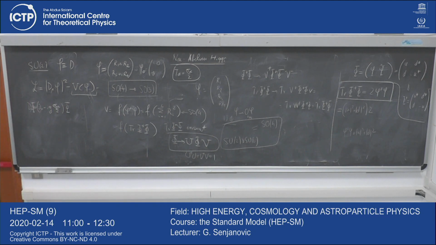There are a few of these interesting accidents. For example, tell me, SU4, how many generators does SU4 have? 15. And what's the rank? 3, they are traceless. Yeah, you're almost right. Okay, so SU4, you told me, rank is 3, 15 generators, right?